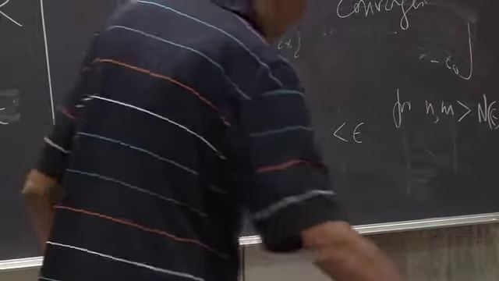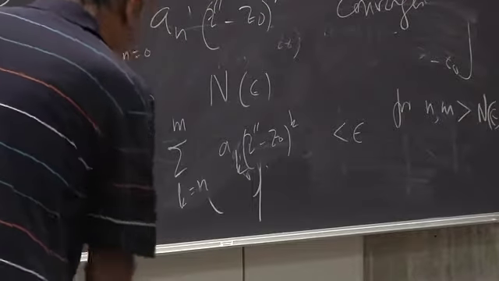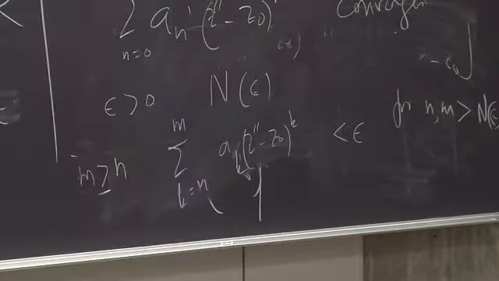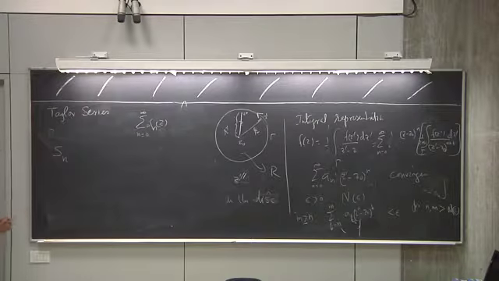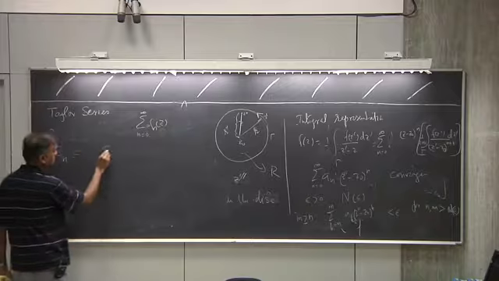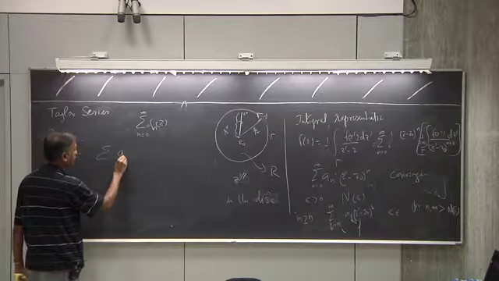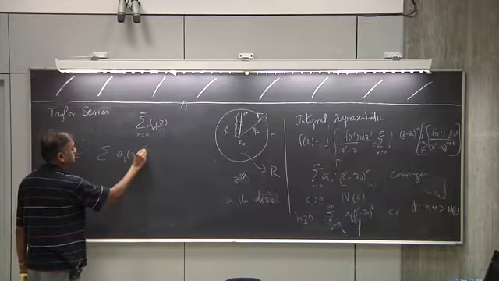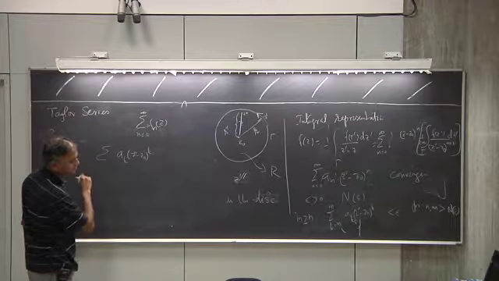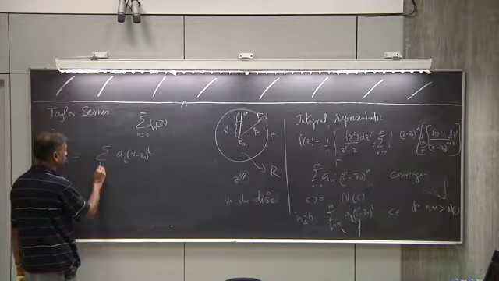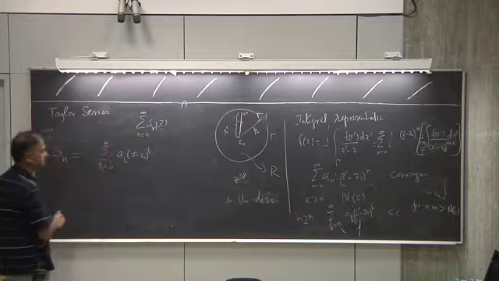maybe I should write it like this. Actually, m is greater than or equal to n. In fact, the reason is the following. Maybe I skipped one step, so let me just go through that. Remember, what was the step here? We wrote some partial sums, Sn. The partial sum was the sum of ak times z double prime minus z0 to the k, going from 0 to n. This is the partial sum.